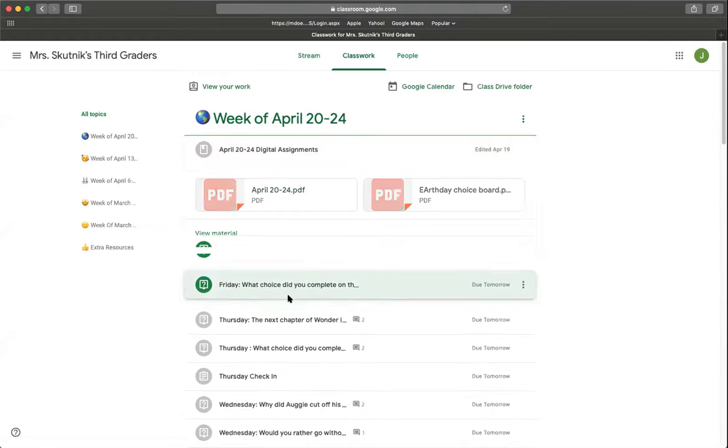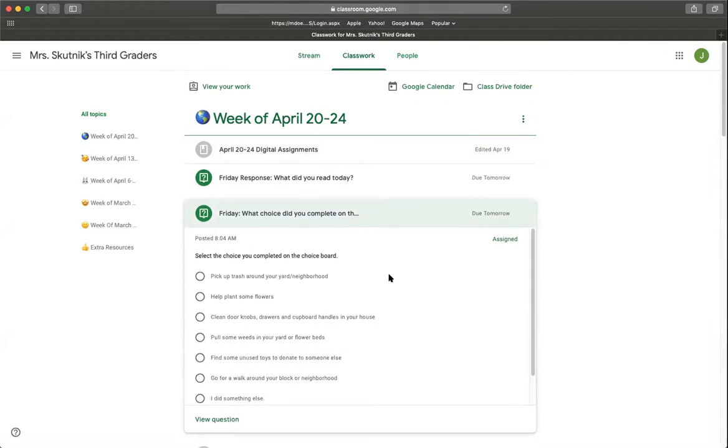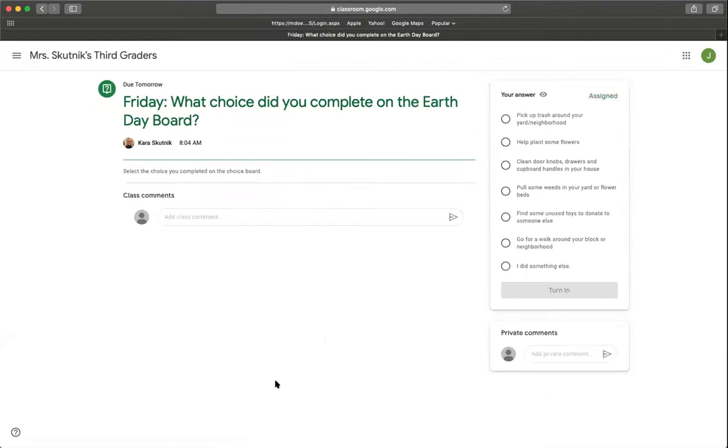So they have their choice board for Earth Week. They need to click on what they did for Earth Week today and then click submit. So basically click on their choice, then click turn in. If they did something else besides any of their choices up here, all they need to do is type in what they did to me and click turn in.